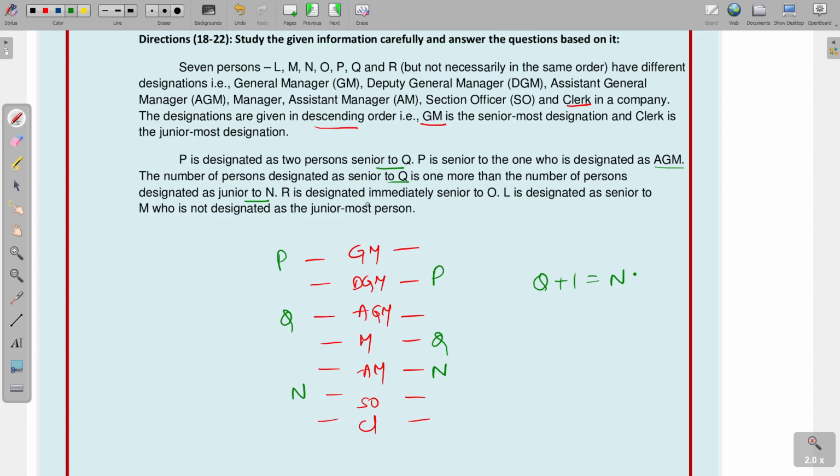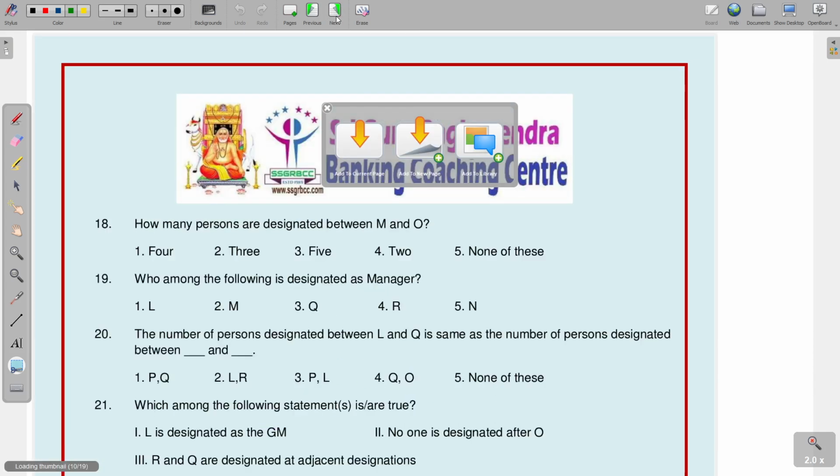Next, R is designated immediately senior to O. This is the first possibility and this is the second possibility. L is designated senior to M, and M is not designated the junior most position. So L is senior to M. This possibility is not correct. This one is correct. It is the final arrangement of the puzzle. Let us move on to the questions.